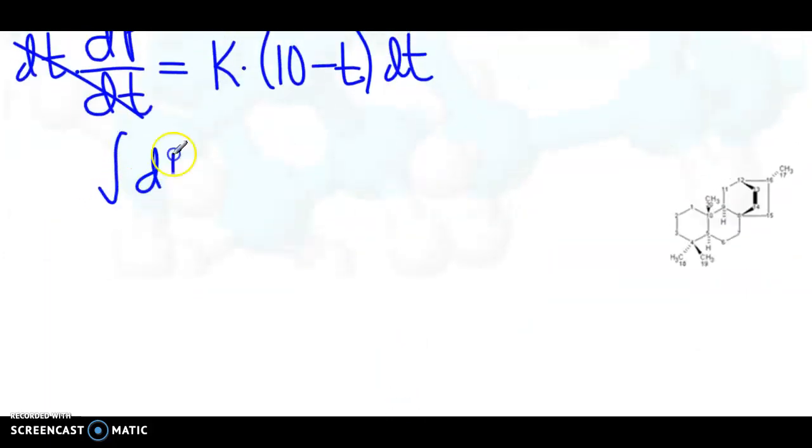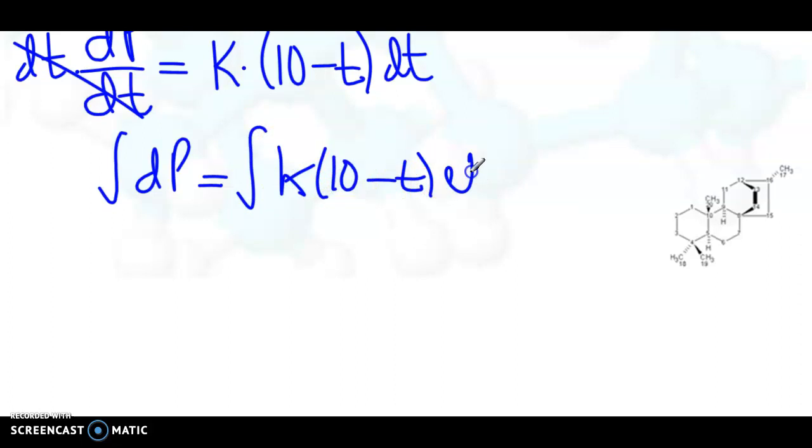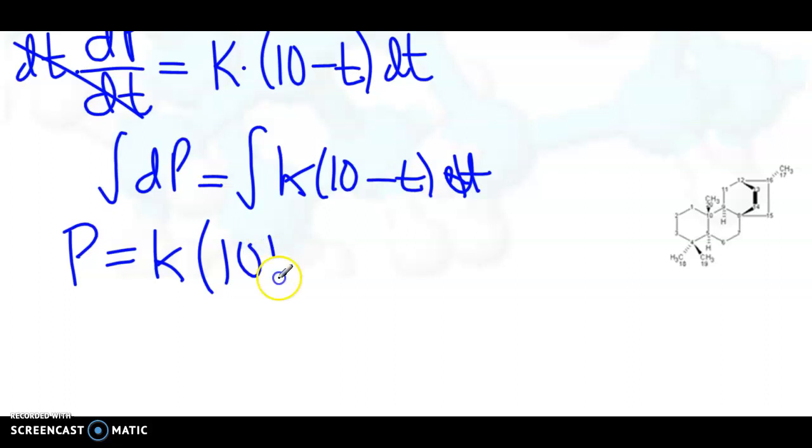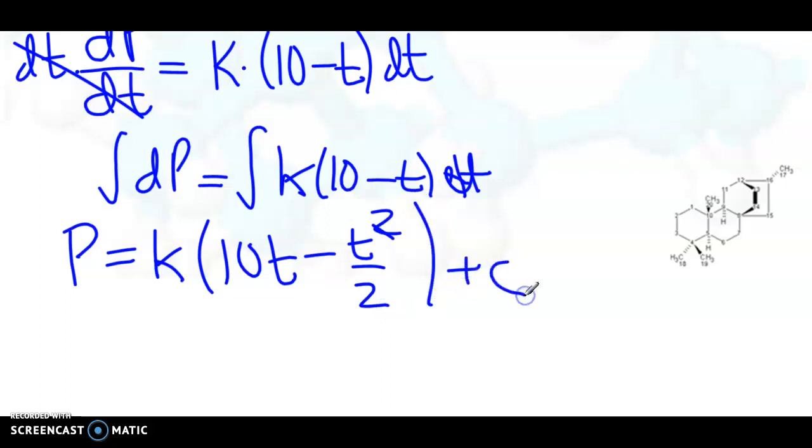And once it is, we can integrate both sides. So we can integrate dp, and when we integrate k times (10 minus t) dt, we get P is equal to k, and then inside of our parentheses, it's 10t minus t squared over 2, and then plus C. And that's it. You don't have to do anything more than that.